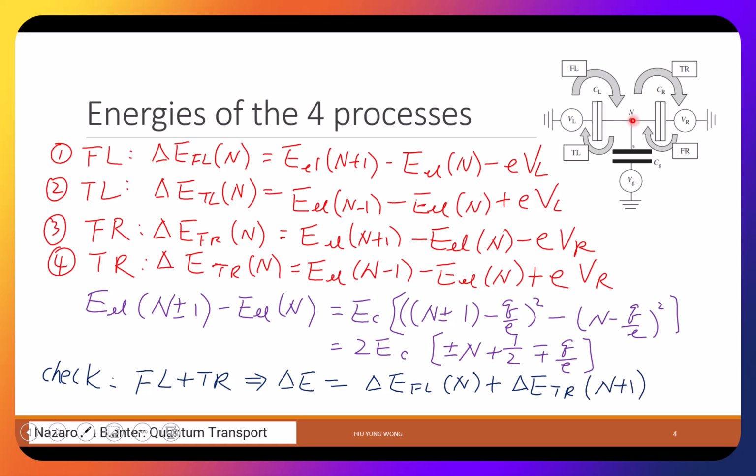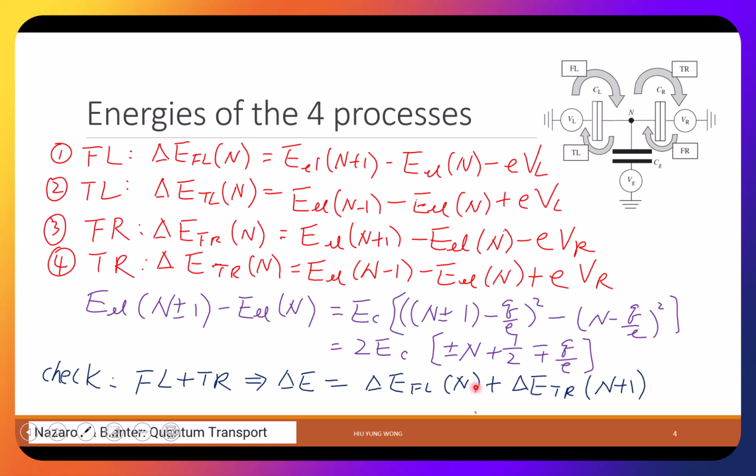Because I had N, you tunnel one electron into here, it becomes N plus 1. And then now I want to remove one, starting from N plus 1. Make sense? Can you follow? Now, if you go through the math, look at this carefully.